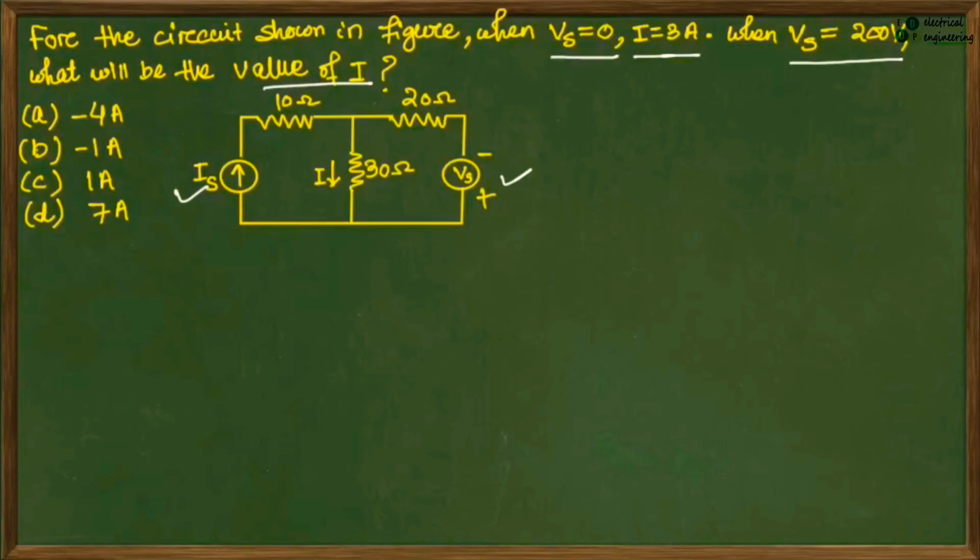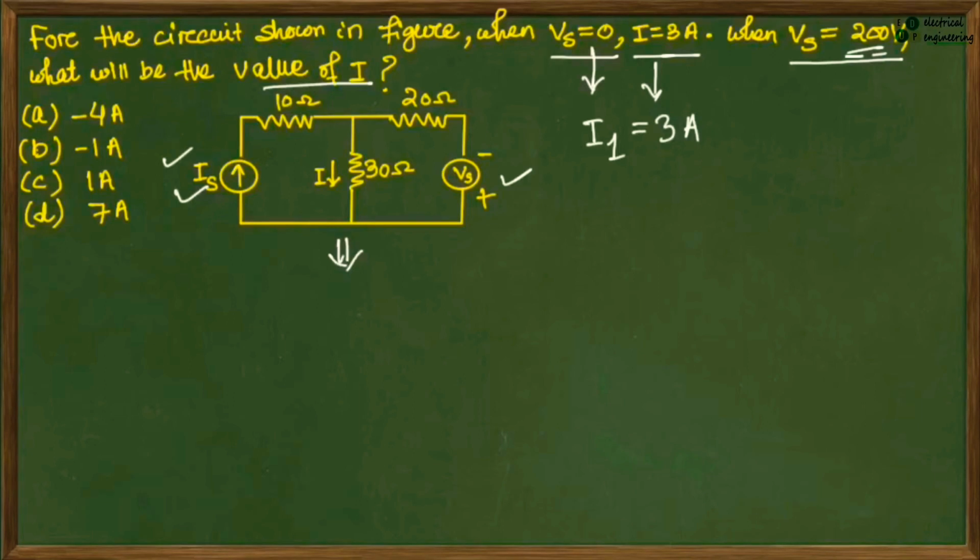In the first condition, the voltage source is not there, meaning the voltage source equals 0. So the response due to this current source alone is 3 ampere. Let's call this I1, the response due to source 1, that is the current source. Let's say I1 equals 3 ampere. It is given in the question itself. Now when there is only the voltage source, that is 200, we have to remove this current source. That is the application of the superposition theorem.